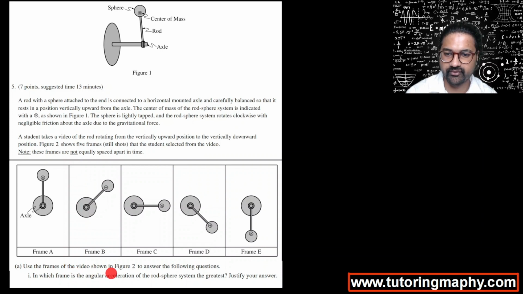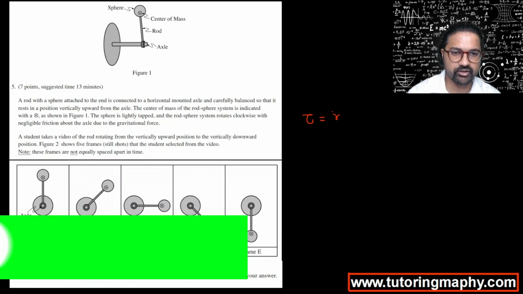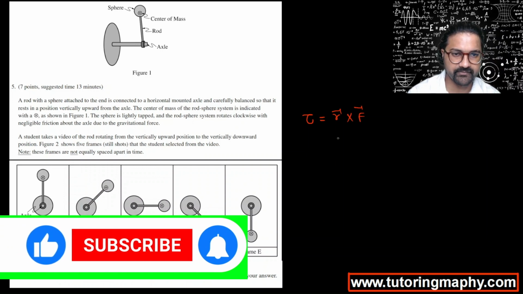Use the frames of the video shown in this figure. In which frame is the angular acceleration of the rod-sphere system the greatest? Justify your answer. You're talking about angular acceleration. So angular acceleration means we need to talk about the torque. Torque is nothing but R cross F. We very well know that.